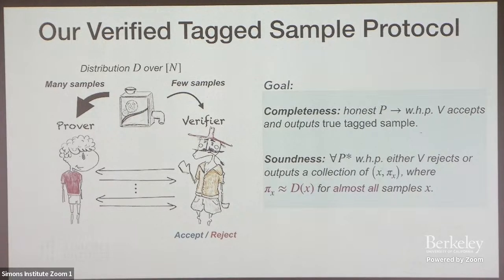I mean, it's almost correct, meaning that pi of x is almost d of x for almost all samples. Now, I'm being intentionally vague here about the soundness condition, and towards the end of this talk, I'm going to be a bit more explicit about what this means. But for now, this protocol allows the verifier to obtain a good approximation of the tagged sample.